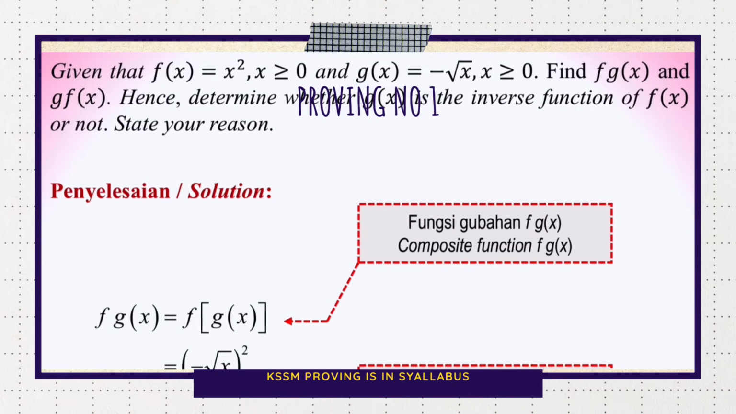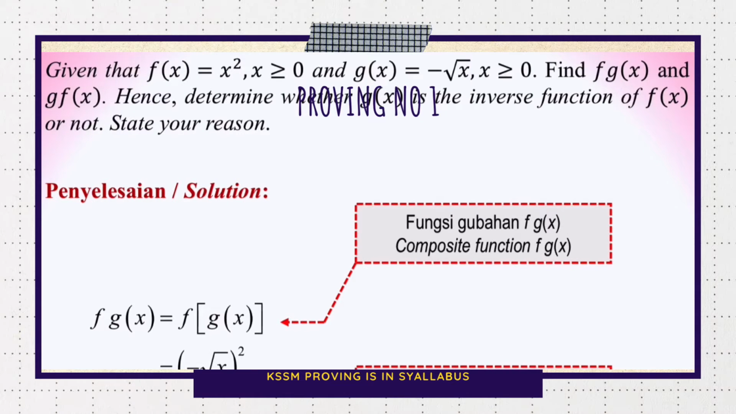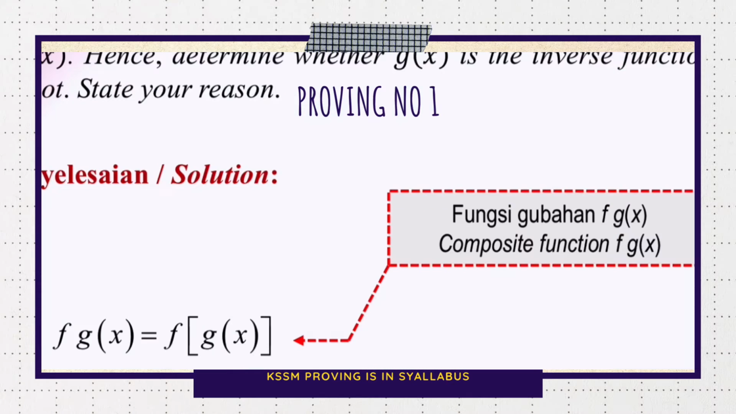Given that function f(x) equal to x squared, where x is greater or equal to 0, and g(x) is equal to negative square root x, where the range of x is greater or equal to 0. Find composite functions fg(x) and gf(x), hence determine whether g(x) is the inverse function of the f(x) or not. State your reason. This kind of question is called proving.